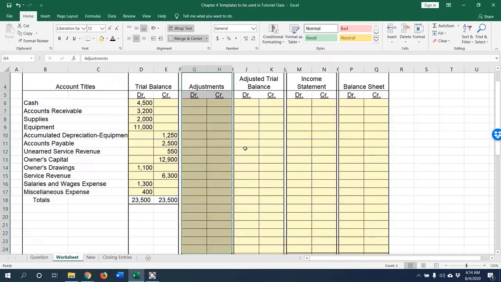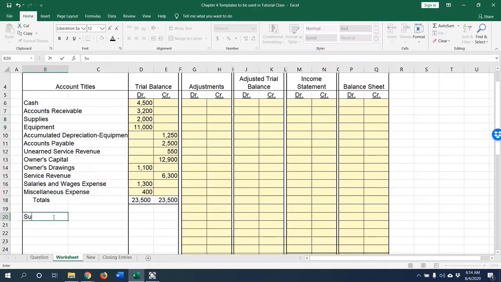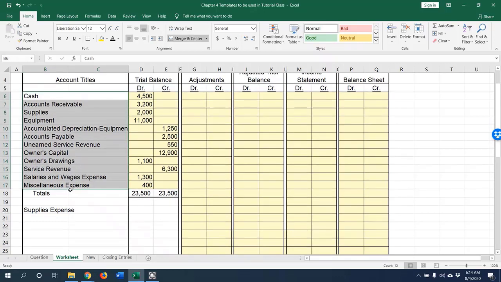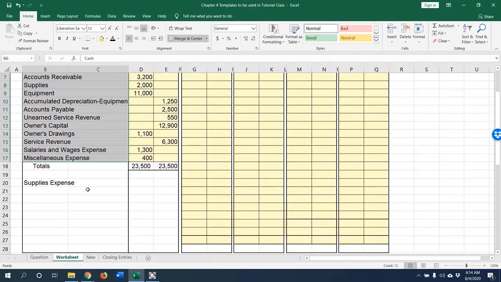So what will be the adjusting entry? Whenever we use some supplies, as you can recall, supplies expense is debit and supplies is credit. Why are we writing supplies expense here? Very simple, because the supplies expense account did not exist in the trial balance, so we will have a space here. If any new account needs to be created, we will write it here. As simple as that. So we have written supplies expense here.